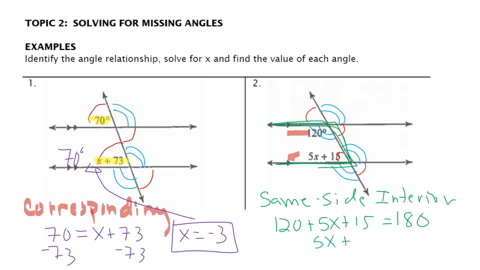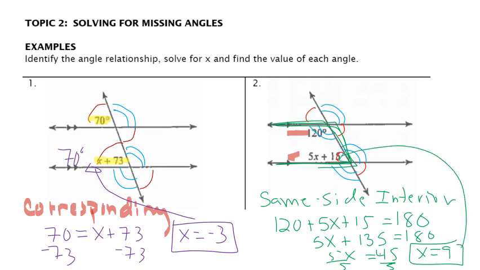So 5x plus 135 equals 180. 5x equals, what was that, 45, and then we're going to divide by 5. So we get our value of x to be 9. If I wanted to find what this angle was, I could substitute it in, or I could even just subtract, and I'll get that to be 60 degrees.